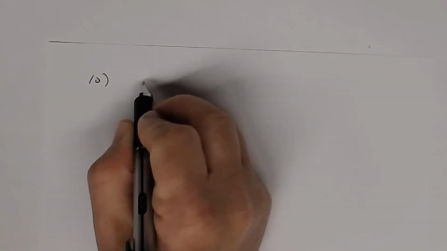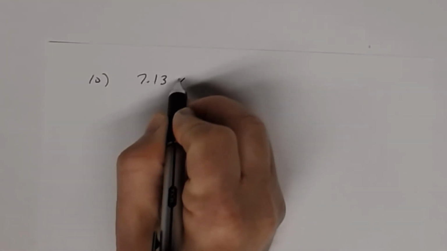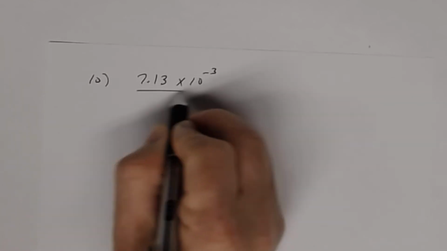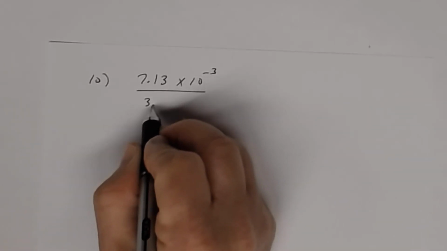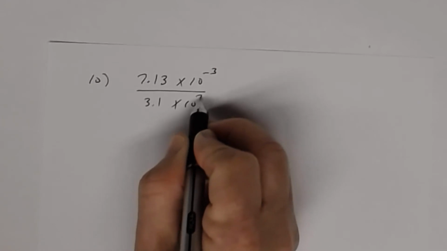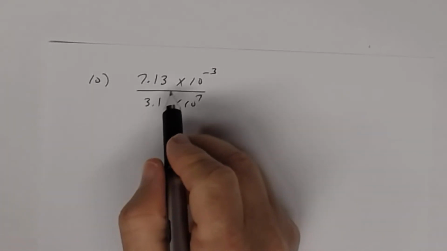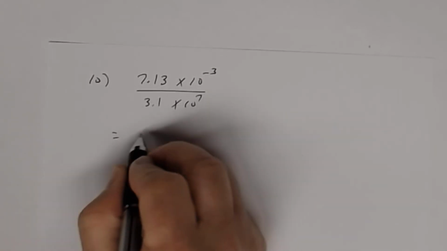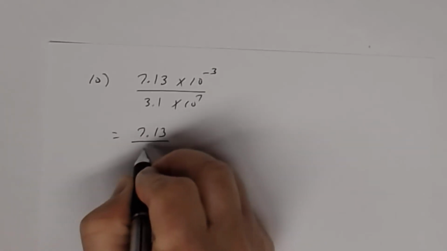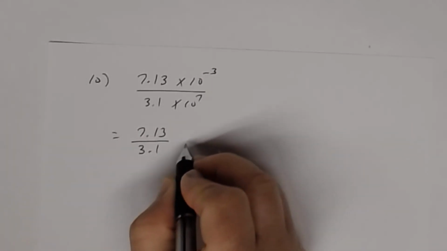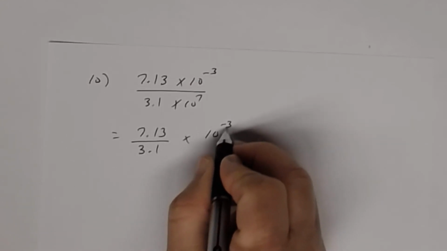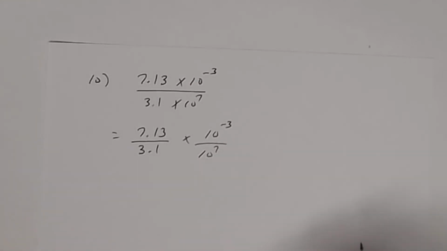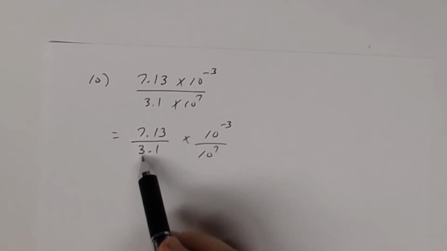And then finally, number 10. In number 10, we have 7.13 times 10 to the negative 3rd divided by 3.1 times 10 to the 7th. All right, so grouping the coefficients and grouping the powers of 10, we get 7.13 divided by 3.1 times 10 to the negative 3rd divided by 10 to the 7th. Now let's go off to the side and figure out what this one is.